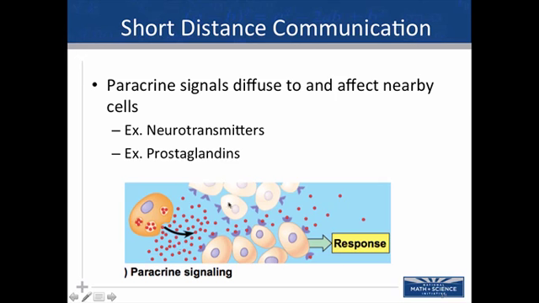Here we see an example of paracrine signaling, where a cell is releasing a chemical signal in the vicinity of other cells and then they're going to respond. So that might occur with prostaglandins, where you have an injury and the cells in that area have a joint response, might swell, get red, have that inflamed response in a local area, and prostaglandins are typical chemical signalers in that process.